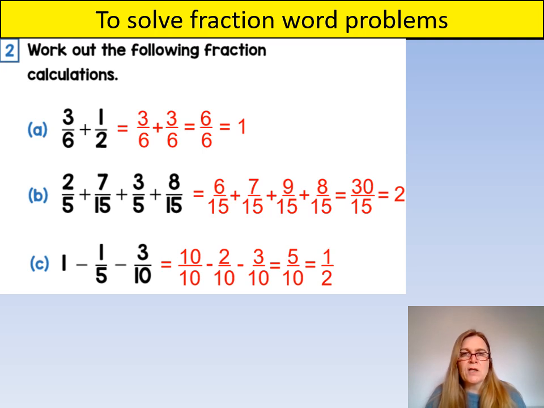In C, choose 10 as your denominator. 1 whole is 10/10. 1/5 is 2/10. 10/10 subtract 2/10 is 8/10. Now subtract the 3/10, which gives you 5/10, which is equivalent to half.